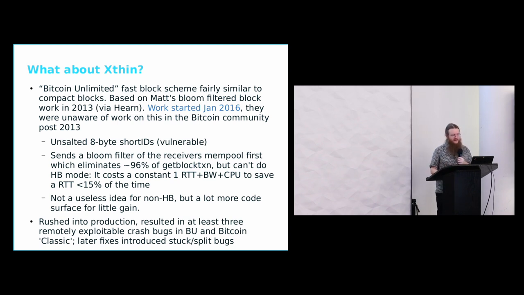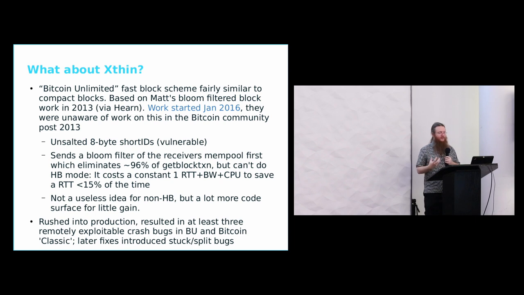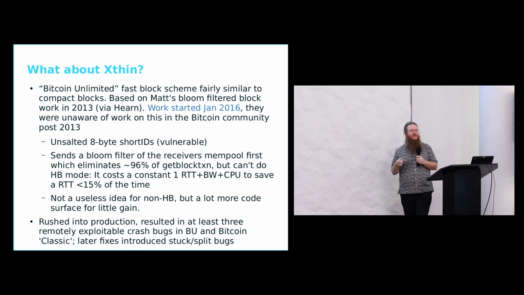The other thing that it does differently from compact blocks is that it cannot be used in this high bandwidth kind of mode where you send an unsolicited block. With Xthin, there's always an inv message, and then the response to the inv message sends a bloom filter of the receiving node's mempool. Basically says, here's an approximate list of the transactions I know about. And as a result of that bloom filter, which I think is on the order of 20 kilobytes typically, most of the time there's no need to get extra transactions, because the sender will know what transactions you're missing and it will send them.